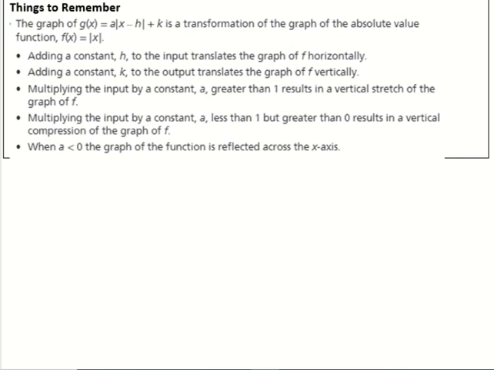Okay, there's your things to remember. The biggest mistake is remembering that inside the absolute value brackets, that horizontal shift is the opposite of whatever sign is showing.